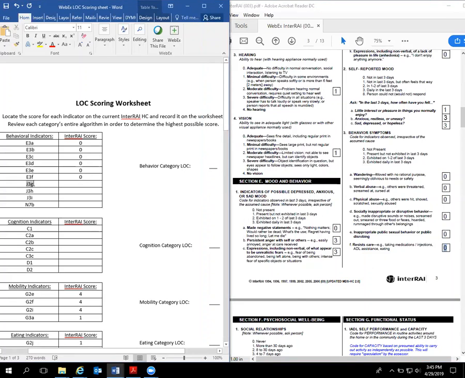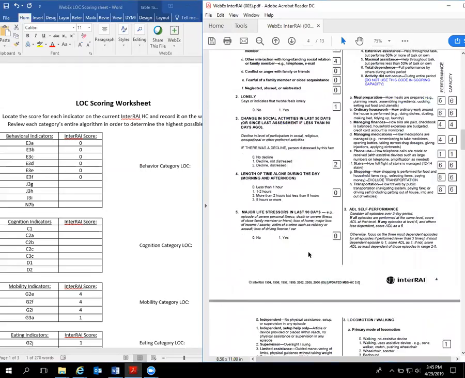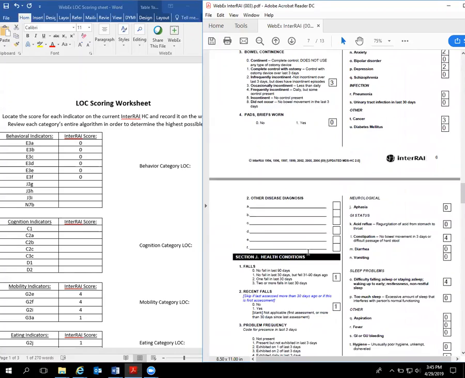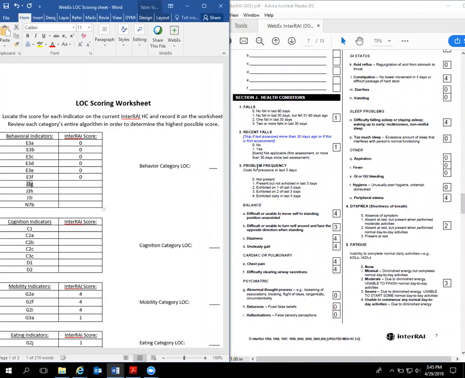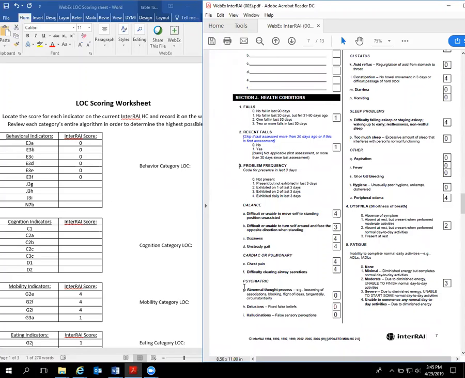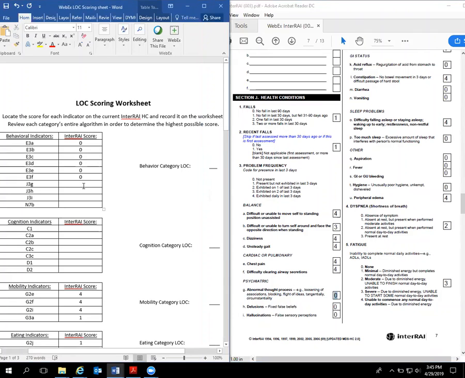So the next indicator is a jump to section J. So we're going to scroll to section J. So it's section J, number 3, letter G, abnormal thought process, and the coding in the interview for J3G is a 0, so I will put 0 next to J3G.